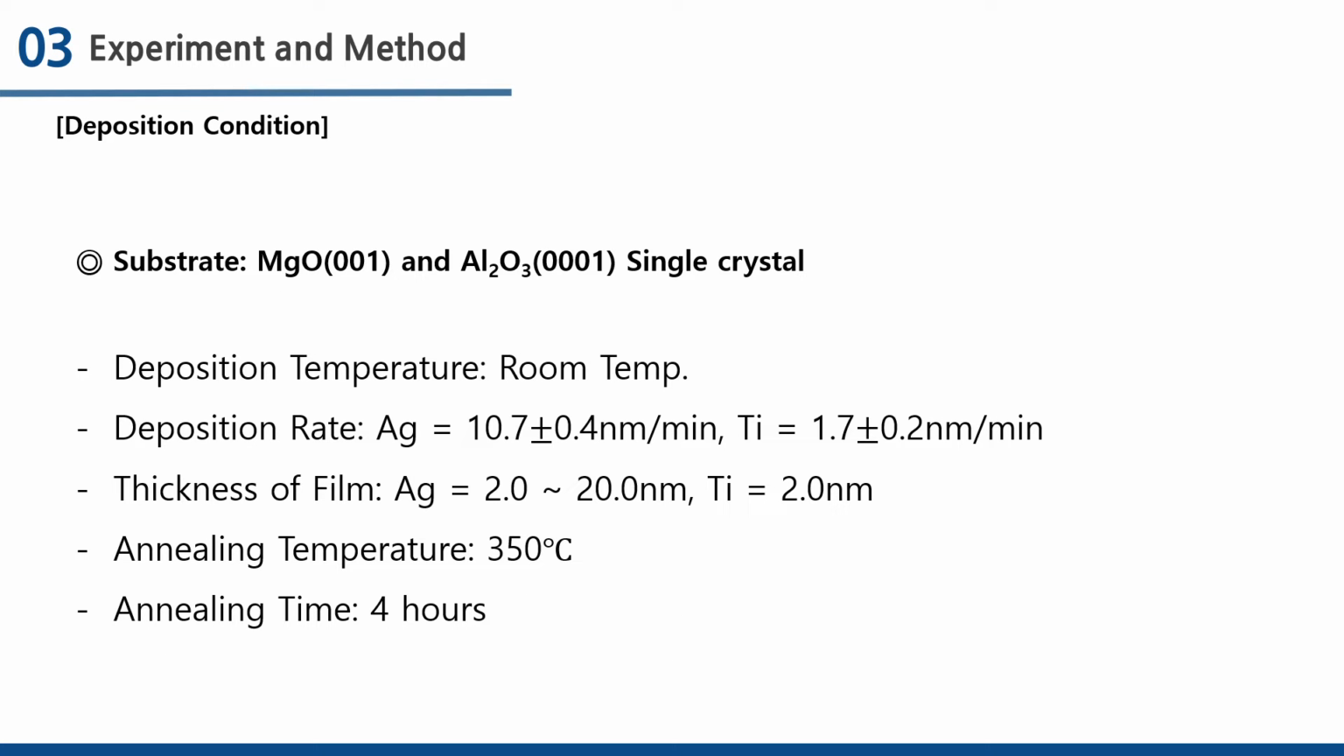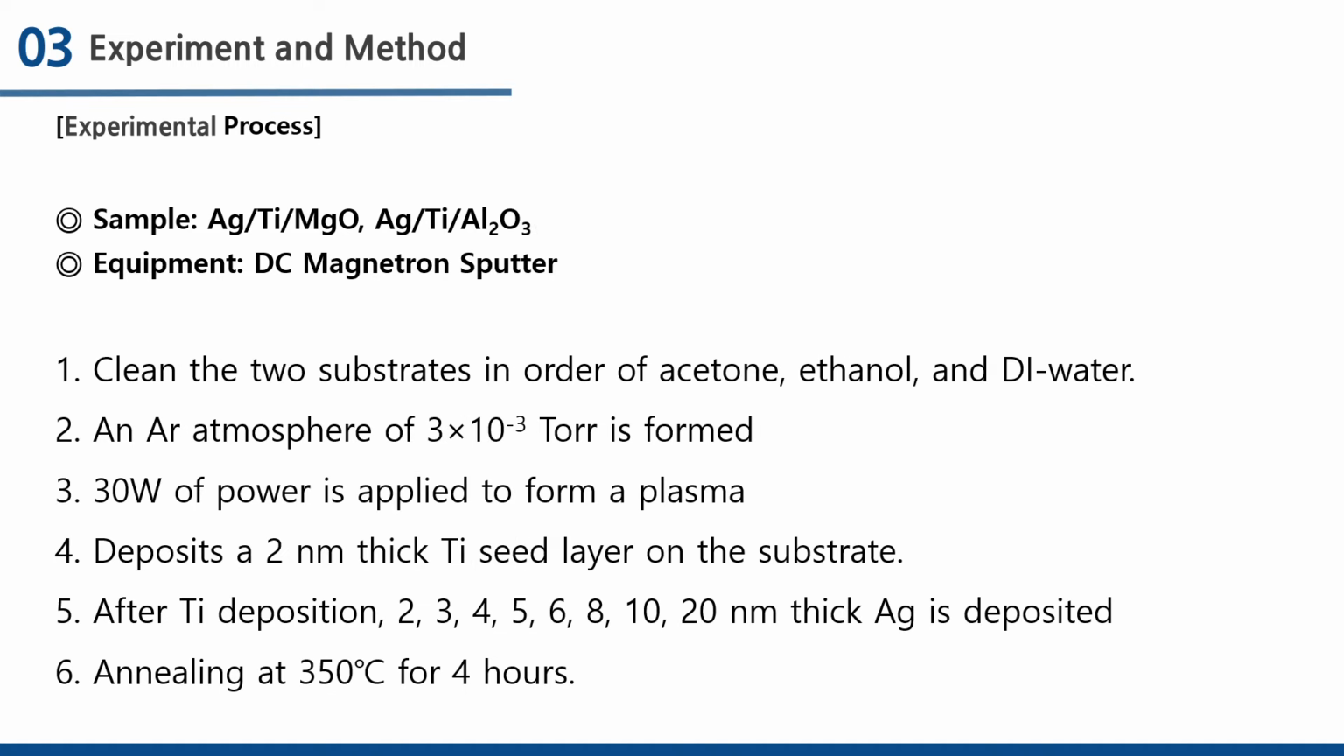The deposition conditions are as shown. And the experimental process flows like this. Working pressure is set to this level, and then 30 watt of power is applied to form a plasma. Deposit 2 nanometer thick titanium seed layer on a substrate.